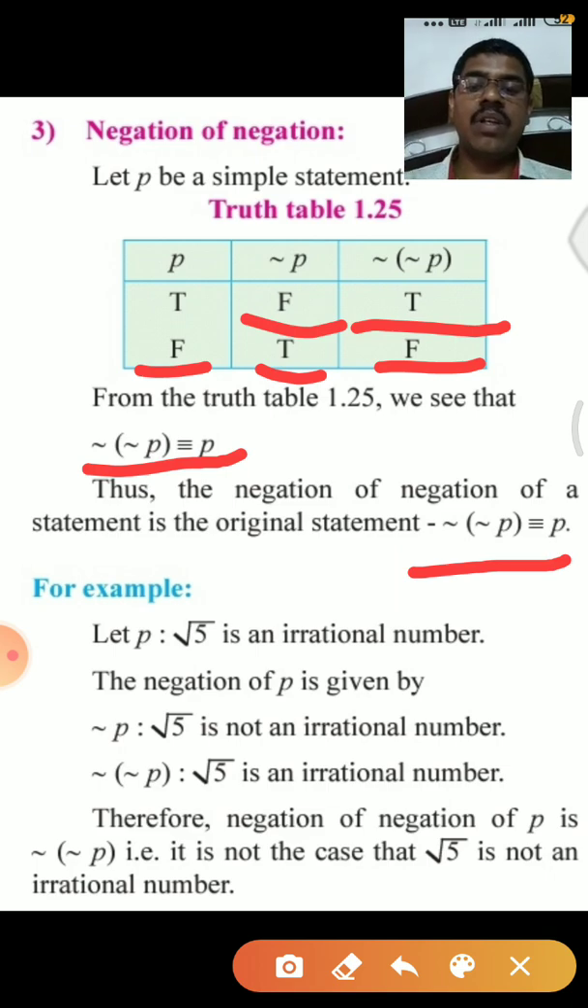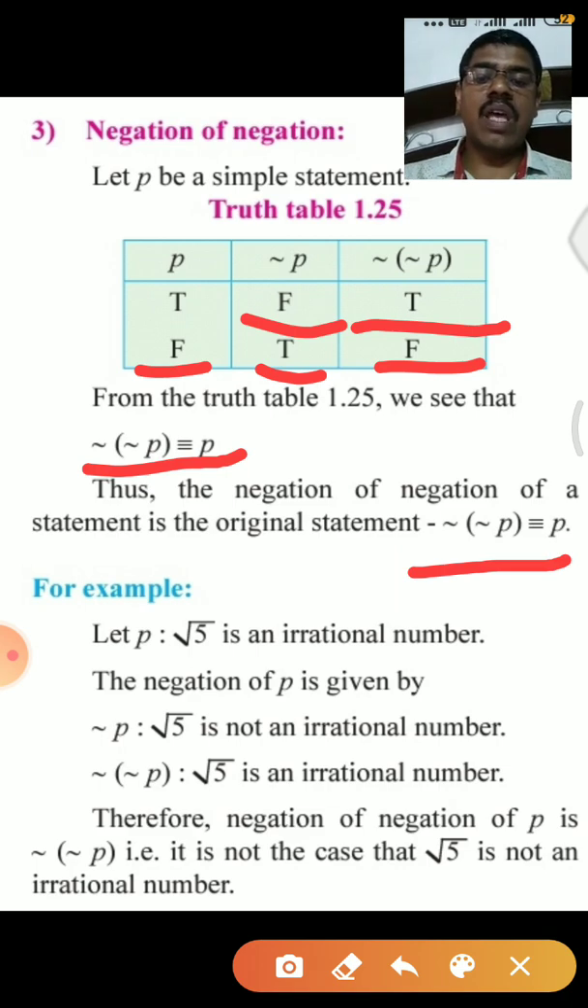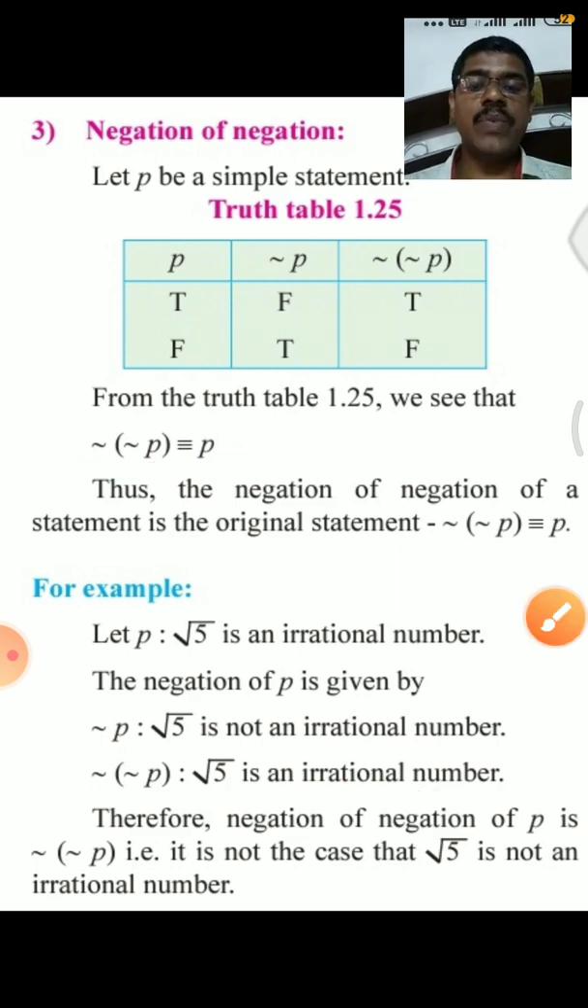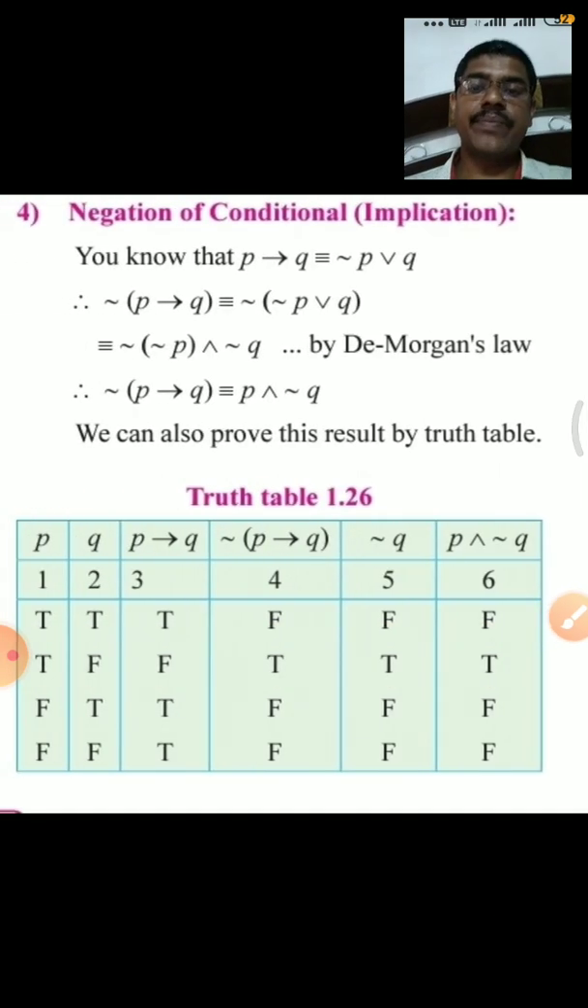For example, if P is the statement square root of 5 is an irrational number, the negation P is square root of 5 is not an irrational number. That means if you take the negation, we have to add the word not here. Again, on taking the negation, that will remove the not. That means square root of 5 is an irrational number. That means the negation of negation P is equivalent to P.